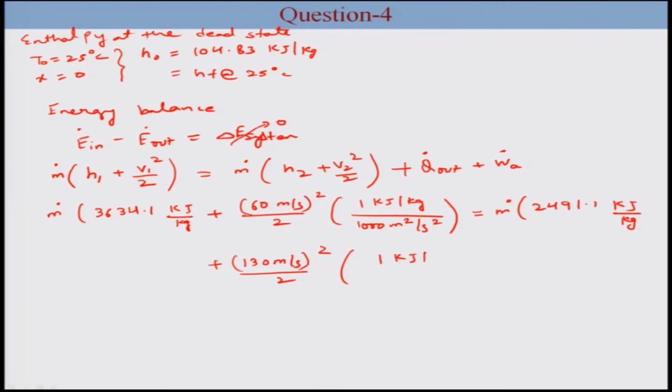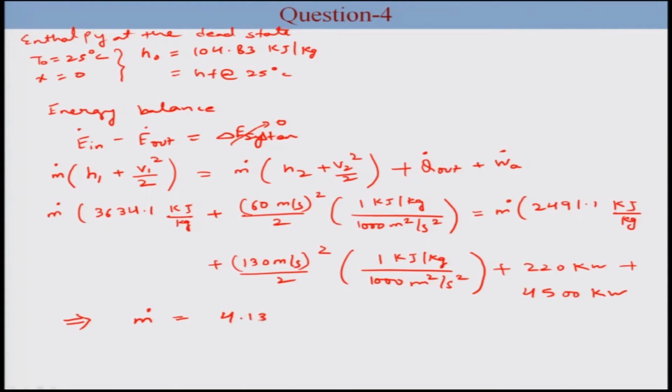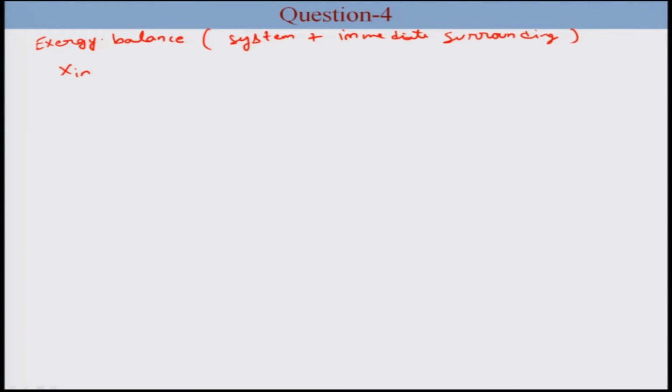Now 1 kilojoule per kg is equal to 1000 meter square per second square. Also 220 kilowatt of heat is being lost by the turbine because of imperfect insulation, and 4500 kilowatt of work is produced by the turbine. So this equation gives a value of m dot, the mass flow rate of steam, that is 4.137 kilogram per second.